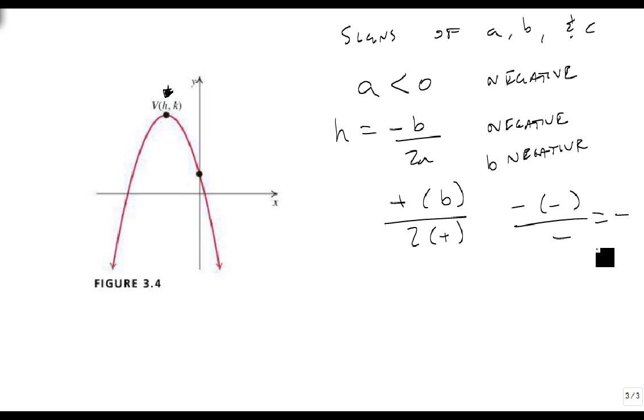And the last thing that we need to look at is C. So we know A is negative, we know B is negative. Well, C is our y-intercept. That's right here. And notice it's above the line. That means C is positive. So just knowing where the graph is tells us a little bit about A, B, and C.